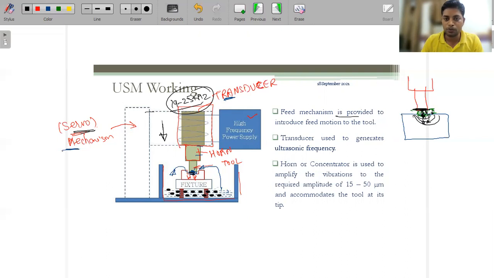The feeding mechanism is provided to introduce the feed motion to the tool. The transducer is used to generate the ultrasonic frequency. This is the transducer. And the horn or connector is used to amplify the vibrations to the required amplitude, in the range of 15 to 150 microns, and accommodates the tool at its tip. This is the horn and this is the tool.